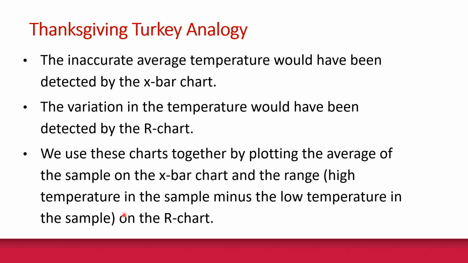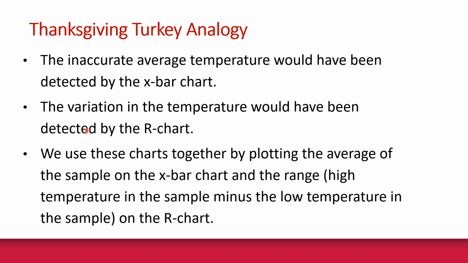So here, the first case, the inaccurate average temperature. If it was cooking at 250 instead of 350, the X bar chart would catch that. So if for example, we had a thermometer inside of our turkey, and every 30 minutes we looked at the thermometer and wrote that number down, exactly what it was cooking at, and we plotted the averages on the X bar chart, we would see that variation on the X bar chart. That's how we would detect that something's wrong.